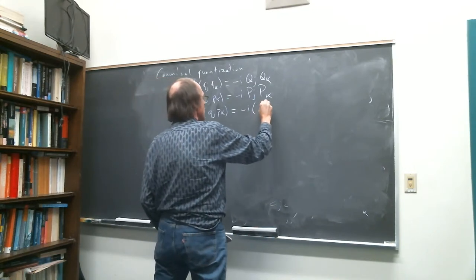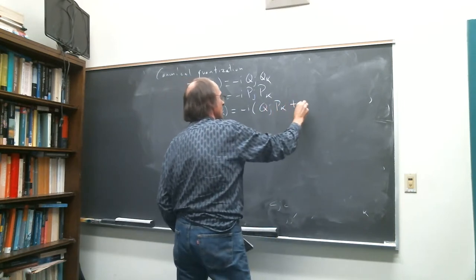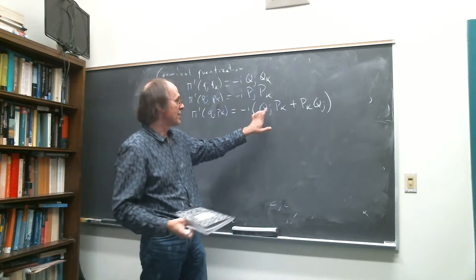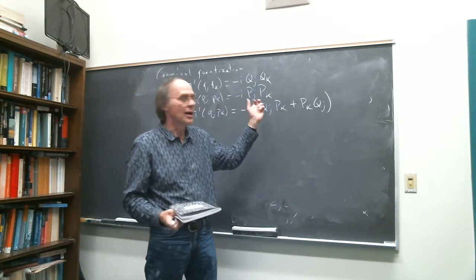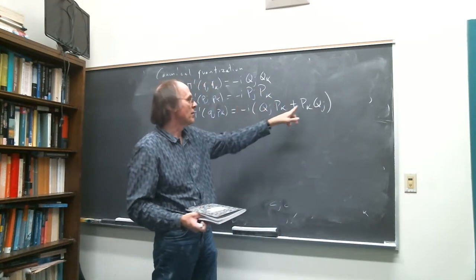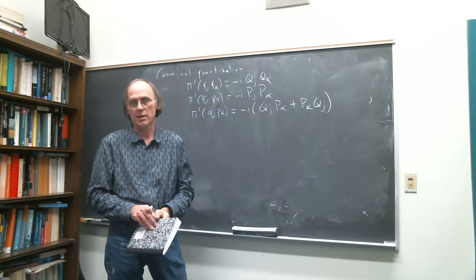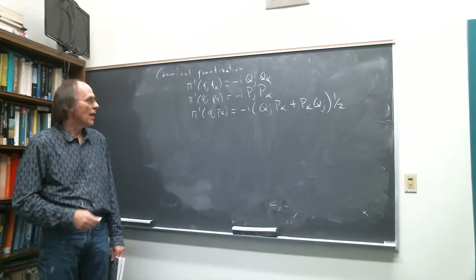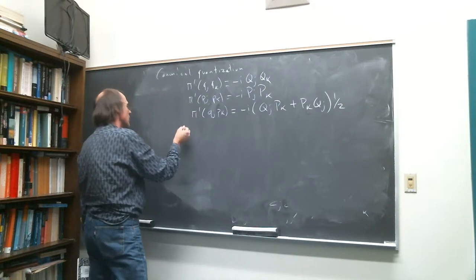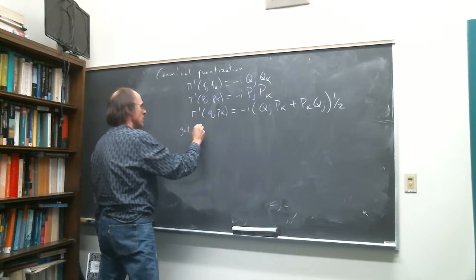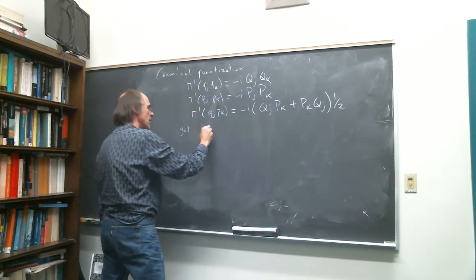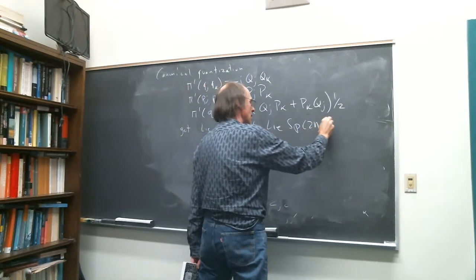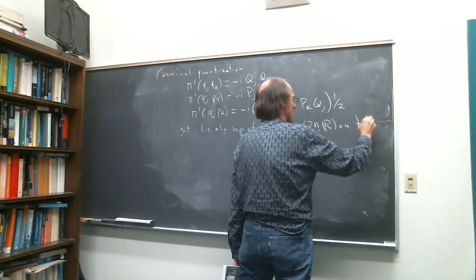What I have to do is take QJ, PK, but then I also have to symmetrize this guy, because the problem is that if J is not equal to K, they commute and it doesn't matter which order I write. But if K is equal to J, I have to make this choice. I'm sorry, there's a half here. And then you get a representation of the Lie algebra sp(2n, R) on H.